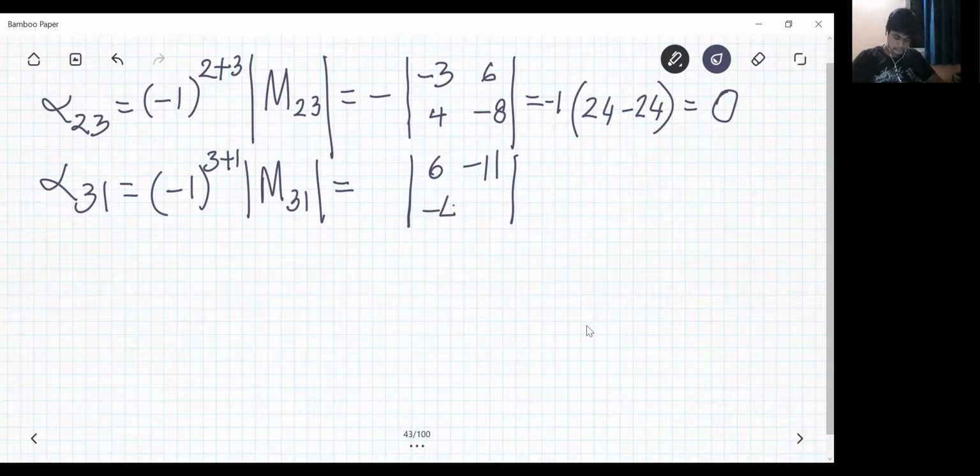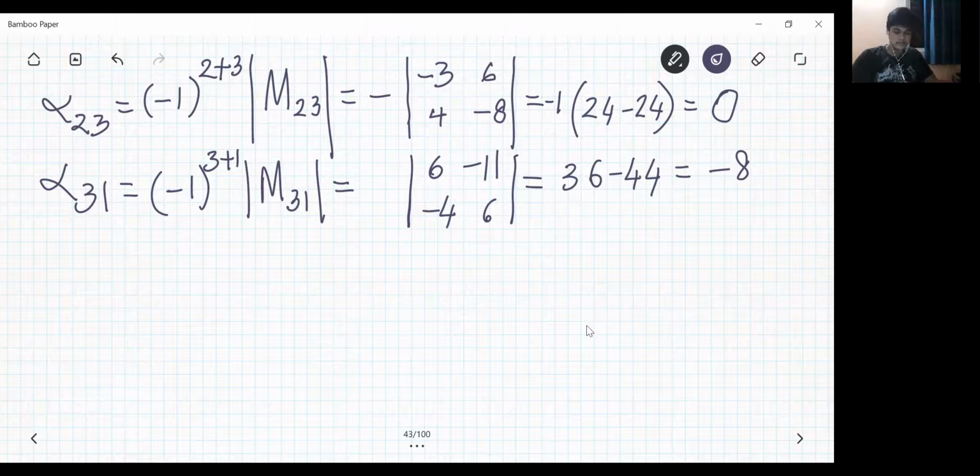Third row, first column. So it is 6 minus 36, 11 minus 44, minus 4, 6. So it becomes 36 minus 44, which is equal to minus 8.